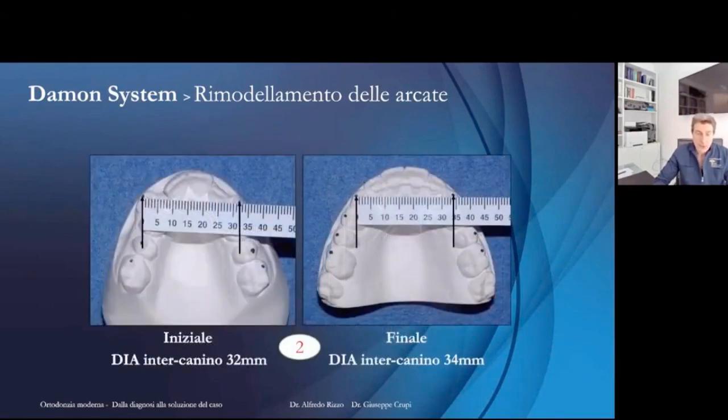And this naturally would lead to a transverse growth, a transverse development of the dental arches, as we see here as demonstrated on models. When we check the distance between certain cusps before and after the treatment, we see, for example, that the intercanine space has increased from 32 millimeters before the treatment to 34 millimeters after the treatment, which means we have gained 2 millimeters.